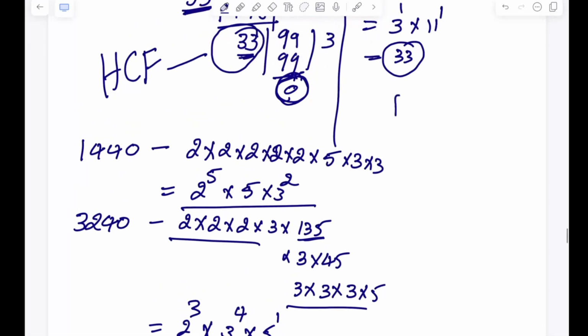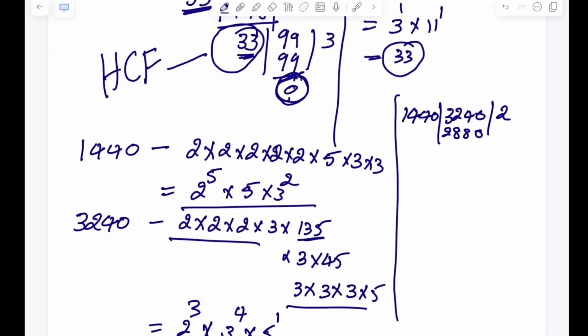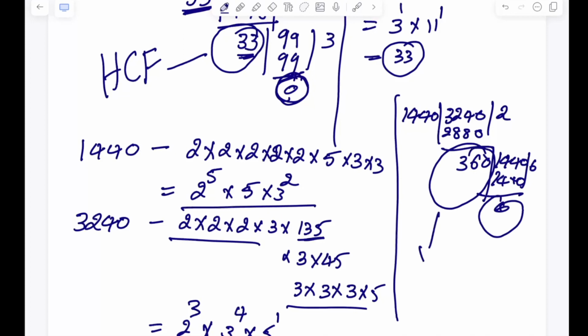Okay. The other way how we can do? 3240. We have to divide this with 1440 with 2's. So it will become 2880. What will be the remainder? 0. 360. Now if you divide 1440 with 360, 360 into 4 is 1440, so you got the remainder as 0, so 360 will be the HCF. This is how we calculate HCF.